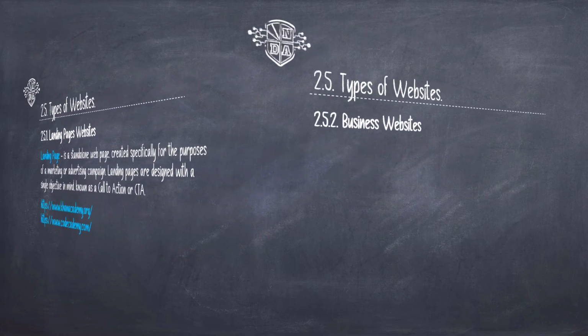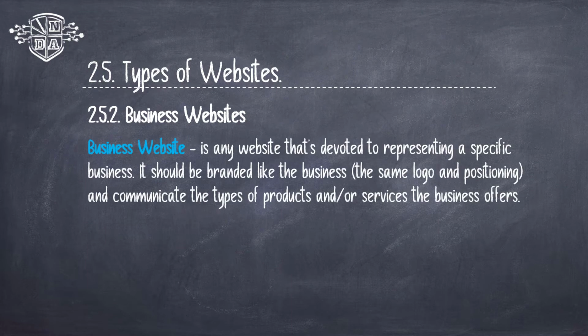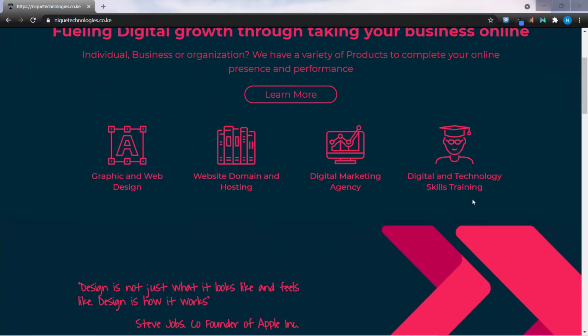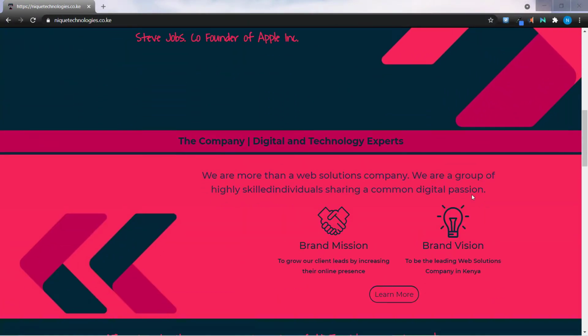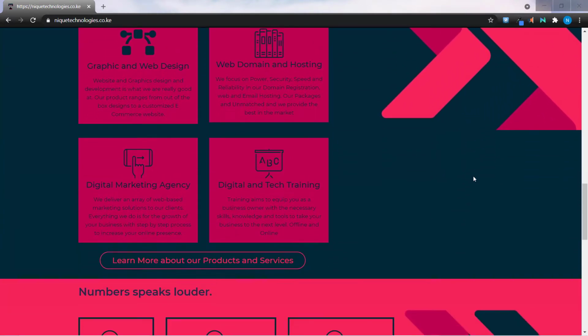Another type of website that we're looking at is what we call the business website. So a business website is any website that is devoted to representing a specific business. So it should be branded like the business with the same logo and positioning, and should communicate the types of products and services. By now, in the modern world, every business out there should have a website.